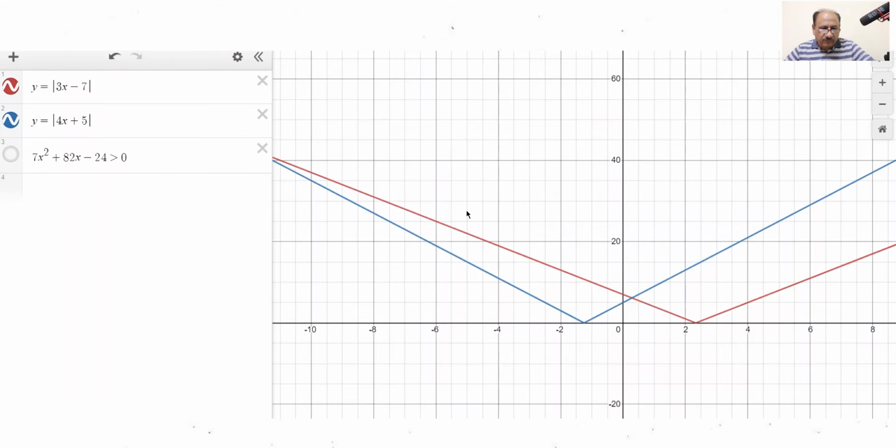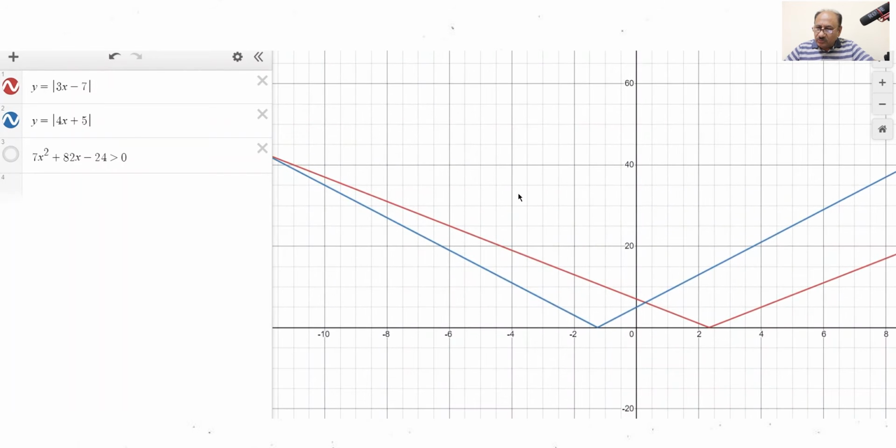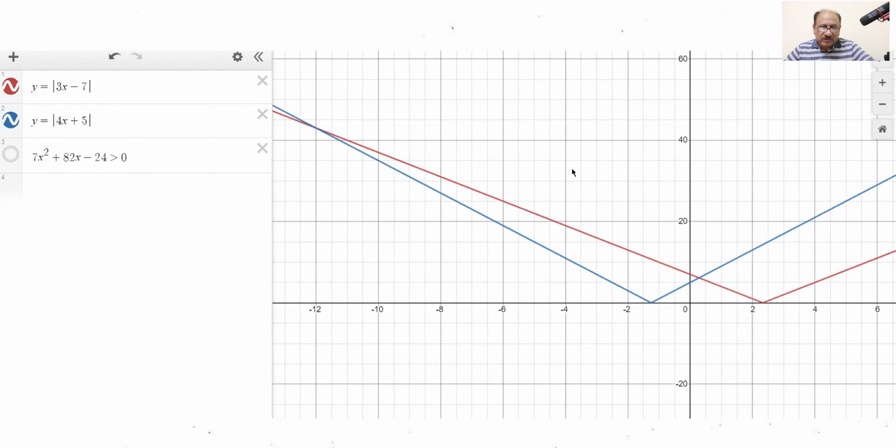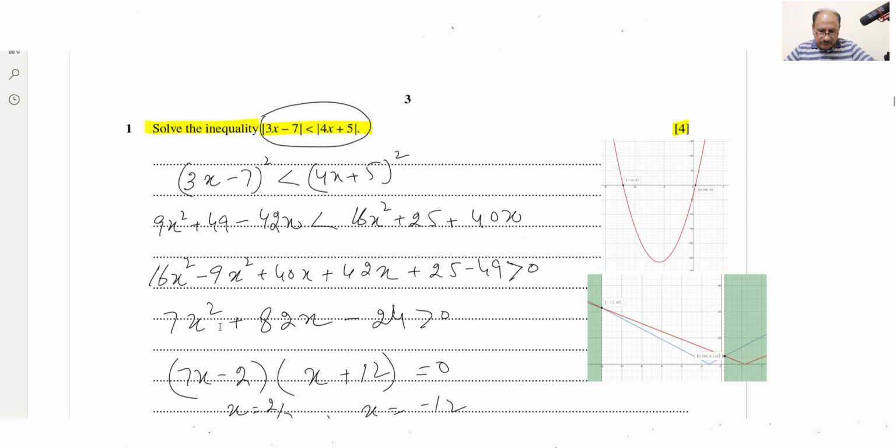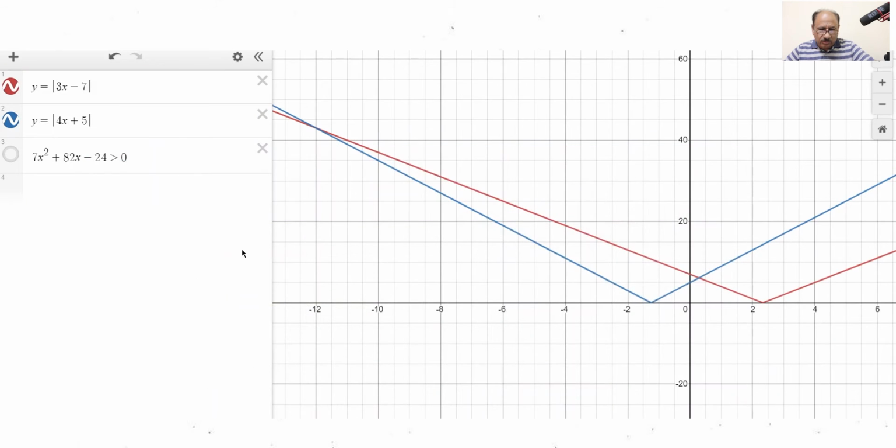The same curve I have copied also, and before switching, we can now understand the shading part of the quadratic equation which we have solved. The quadratic equation which we have solved is basically over here: 7x squared plus 82x minus 24 is greater than 0. The same equation I have copied over here: 7x squared plus 82x minus 24 is greater than 0.